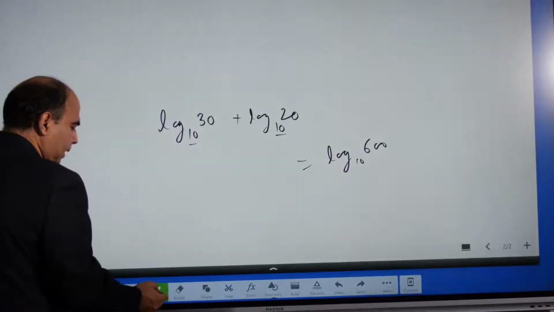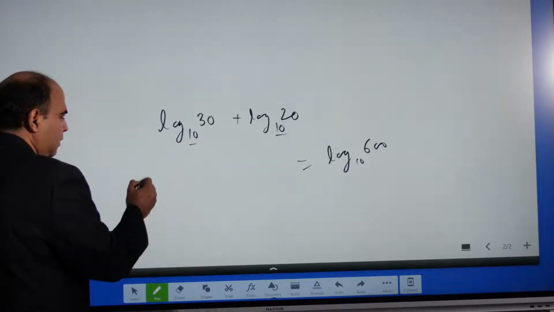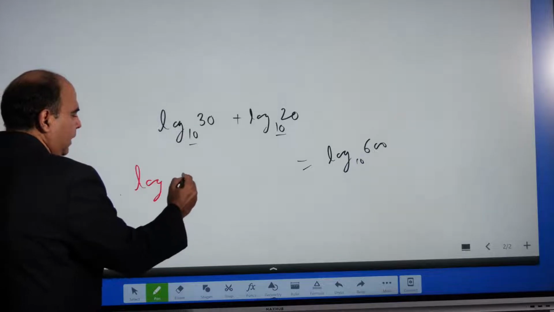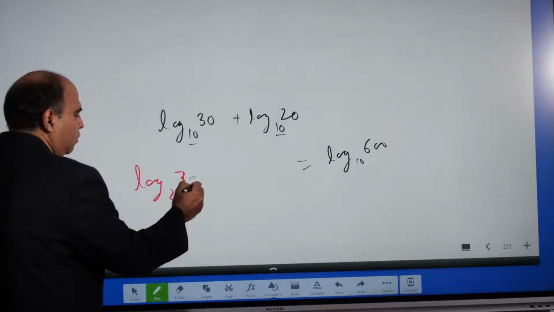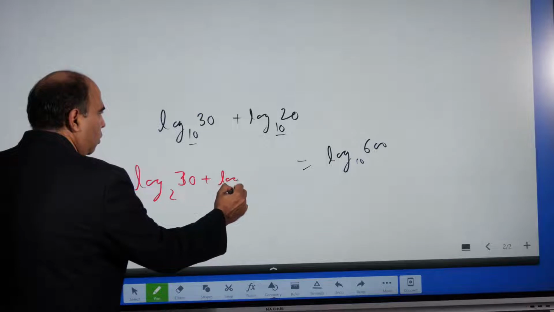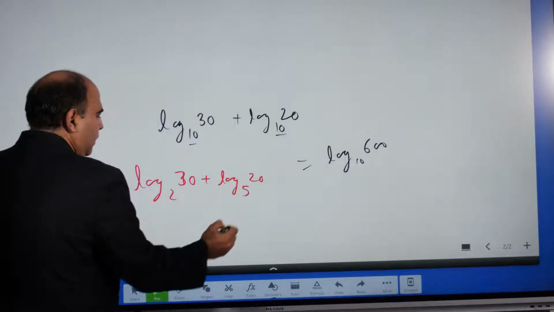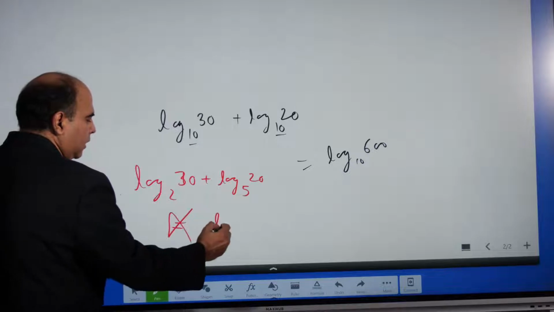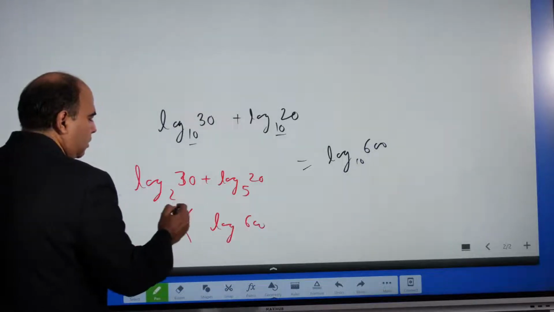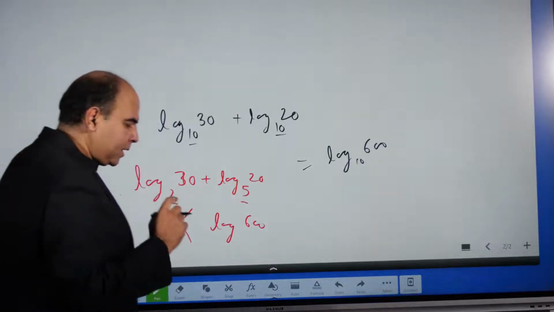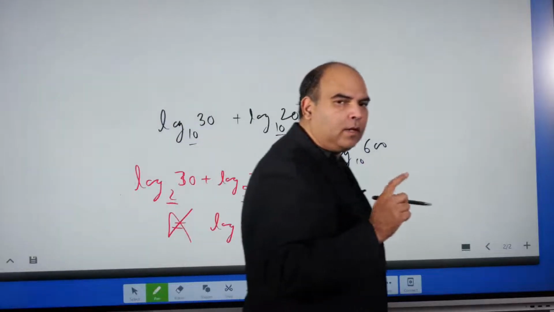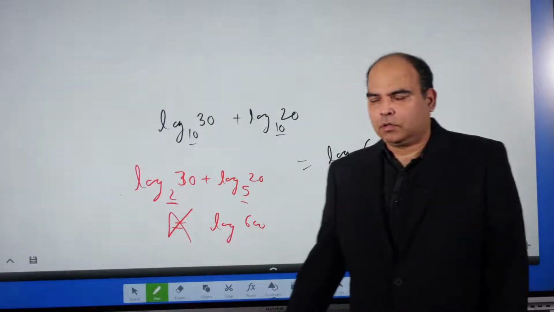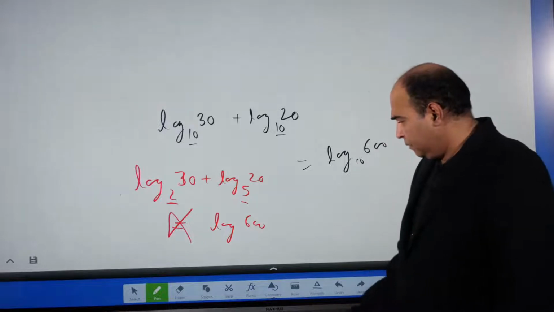So where it does not apply, if I have a log 30 to the base 2 plus log 20 to the base 5, this, no matter how much I want to, I cannot write this as log 600. I cannot do this because the base is not same. So you have to remember this, that this rule applies only when the base is same for both the logs, right?